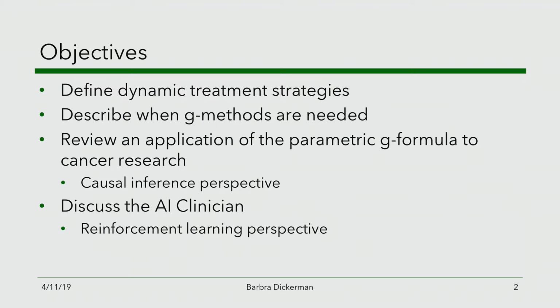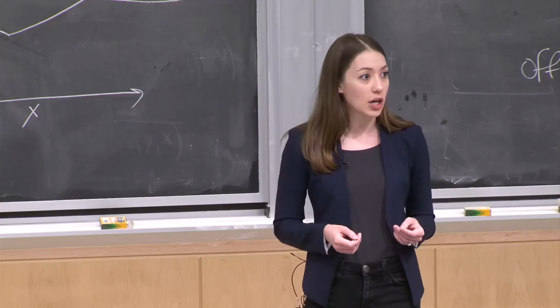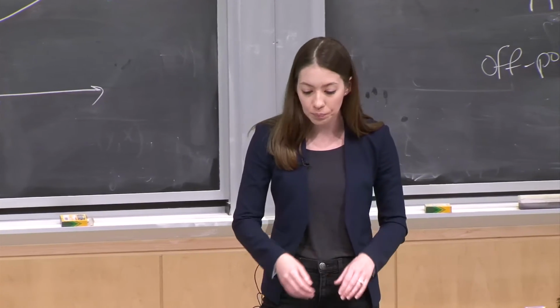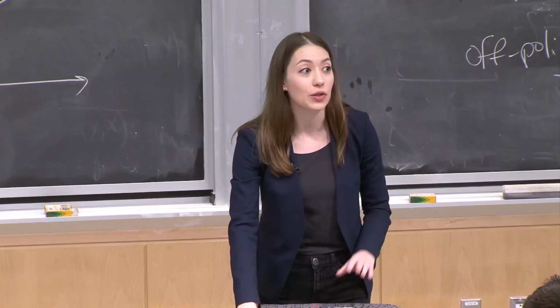So the first will be an application of the parametric G formula, which is a powerful G method, to cancer research. And so the goal here is to give you my causal inference perspective on how we think about this task of sequential decision making. And then with whatever time remains, we'll be discussing a recent publication on the AI clinician to talk through the reinforcement learning perspective. So I think it'll be a really interesting discussion where we can share these perspectives, talk about the relative strengths and limitations as well. And please stop me if you have any questions.